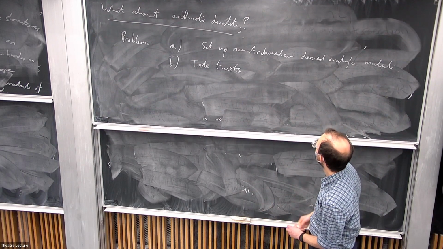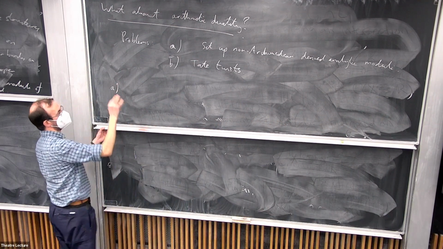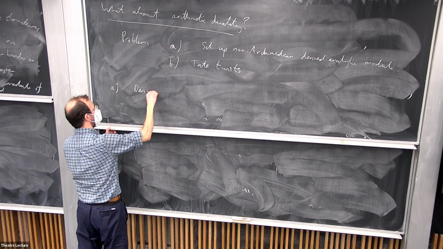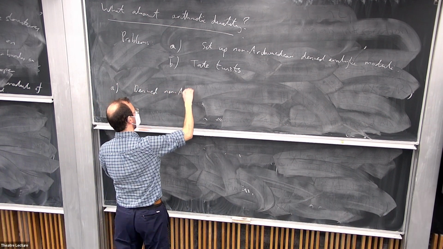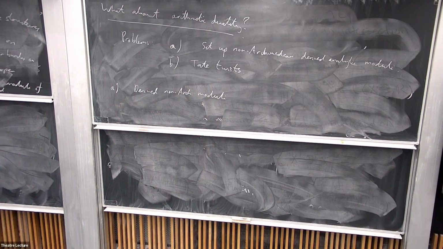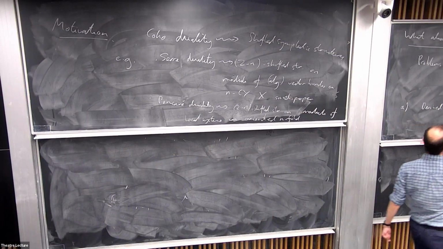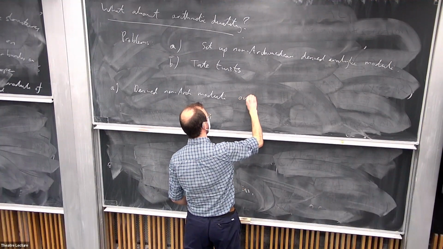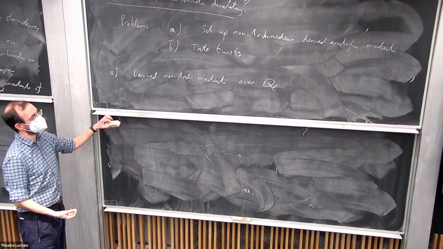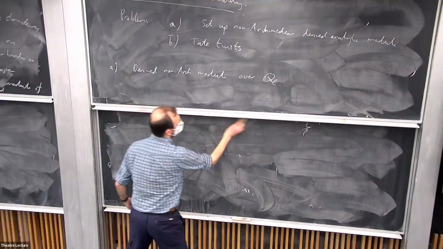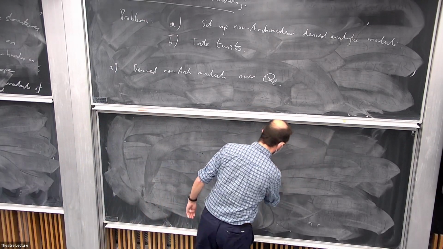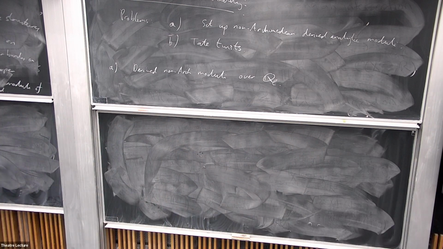So I'll start by talking about what we do in the first case, so how we address the first problem. The derived non-Archimedean, and this will be over Q_l. If you're doing derived algebraic geometry, the basic building blocks are CDGAs, commutative differential graded algebras over your base field.